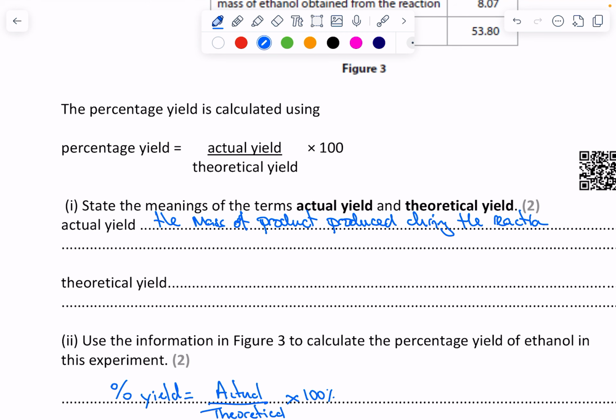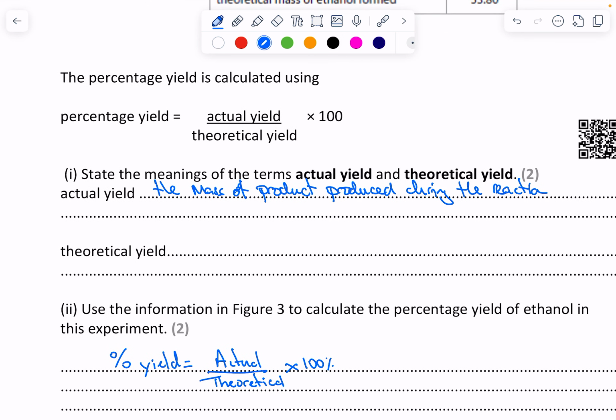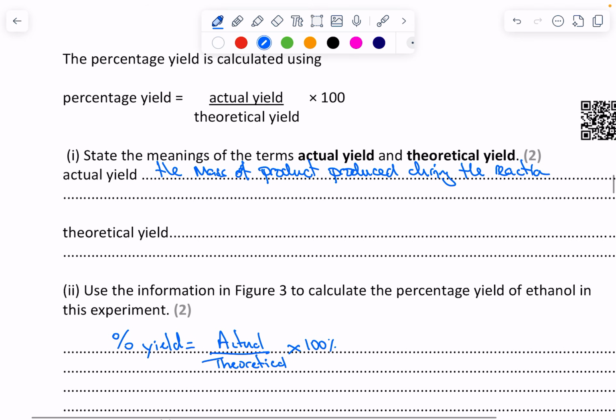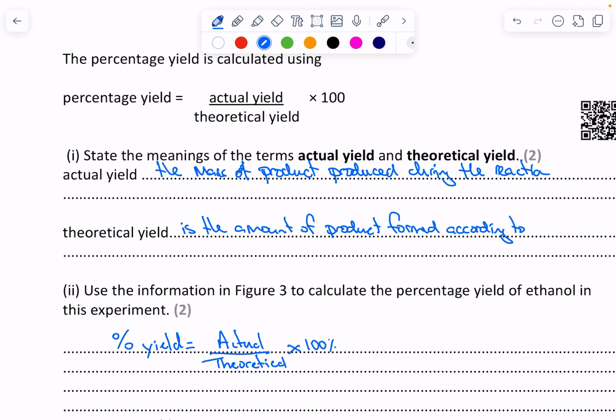Okay, the theoretical yield, you've got to be very specific with your words here. So the theoretical yield is the amount of product formed according to the balanced chemical equation. Okay, and there's 1 mark for each of those answers.